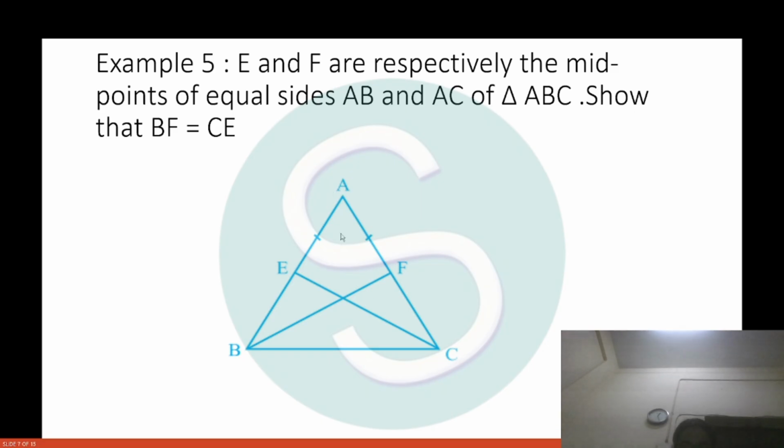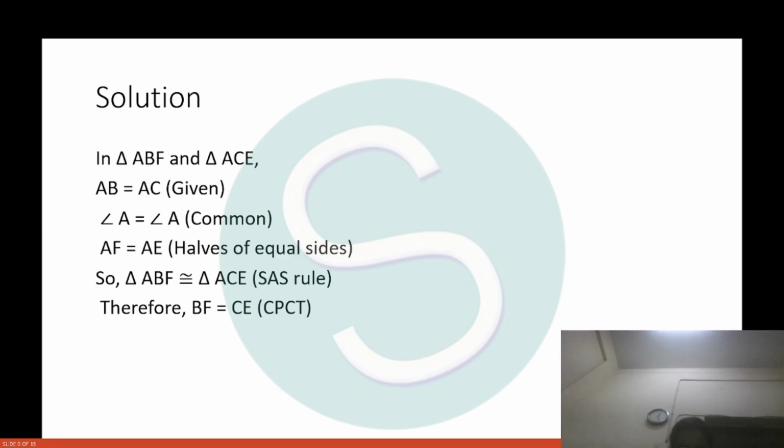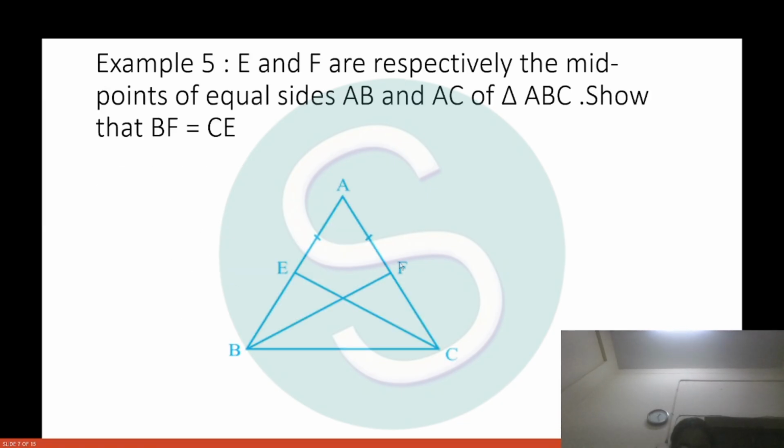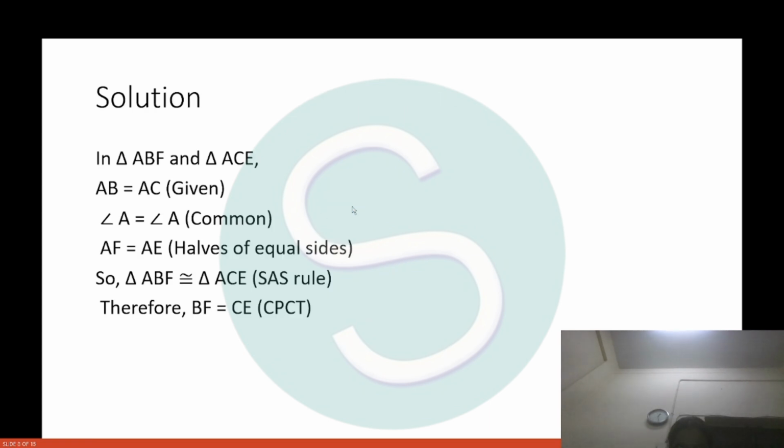Since it is given that AB equals AC, then their halves, that is AF, will also equal AE, right? Because if AB is equal to AC, then their halves will also be equal. So now we will build a relation for how to prove congruent. In the two triangles ABF and ACE, angle A is our common angle, side AE equals AF, and AB equals AC. So by the side angle side congruency rule, these two triangles are congruent.